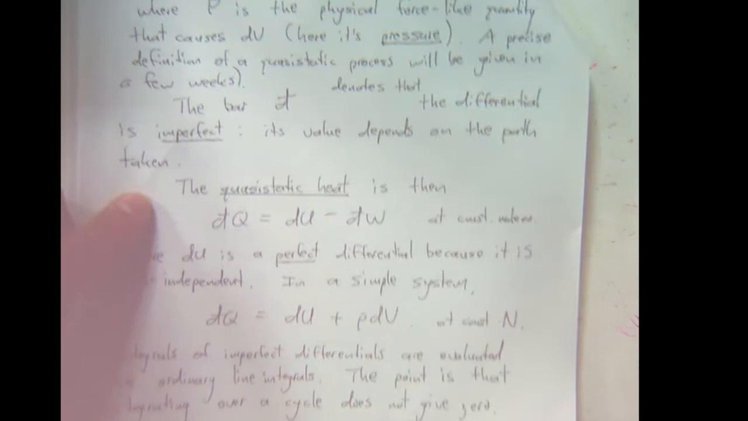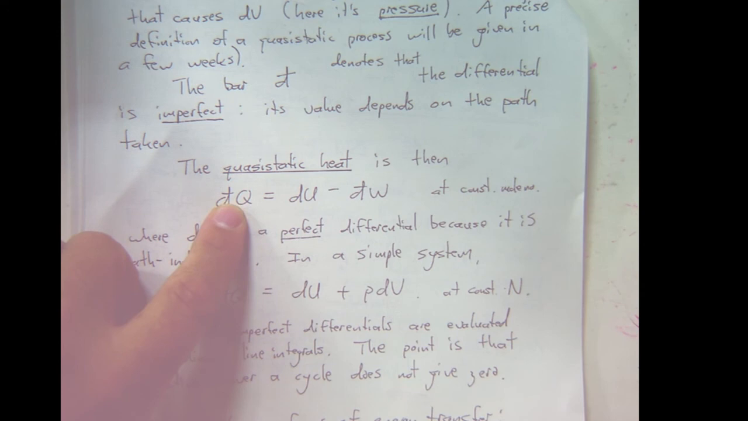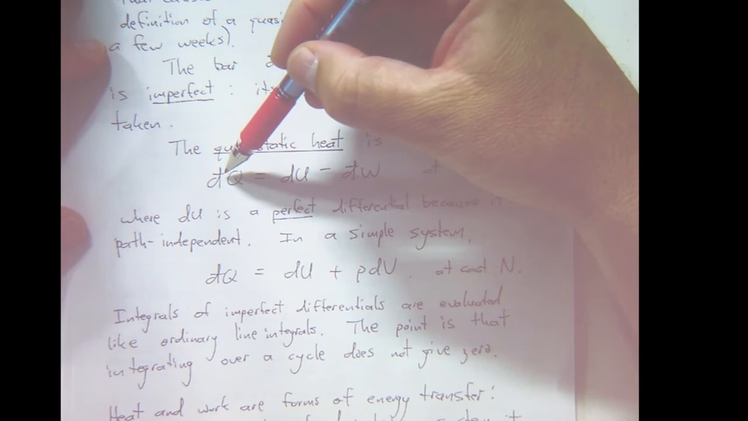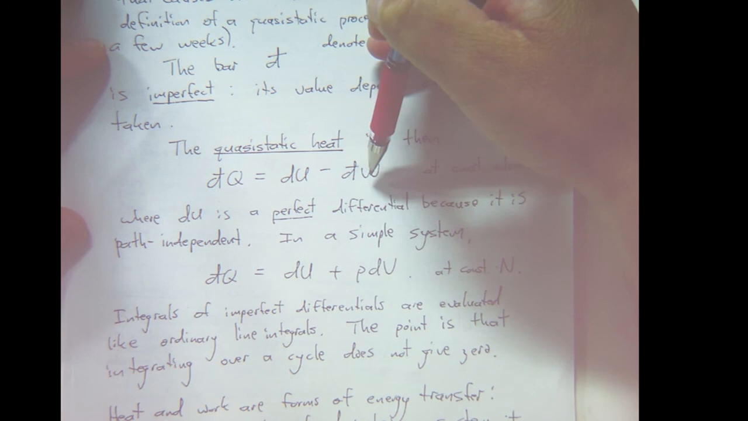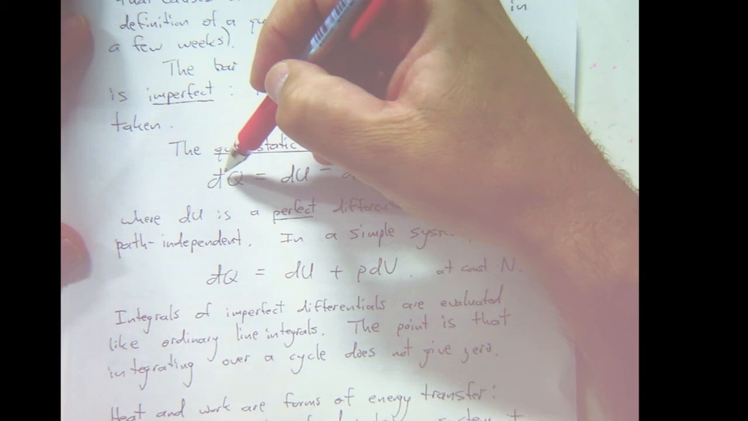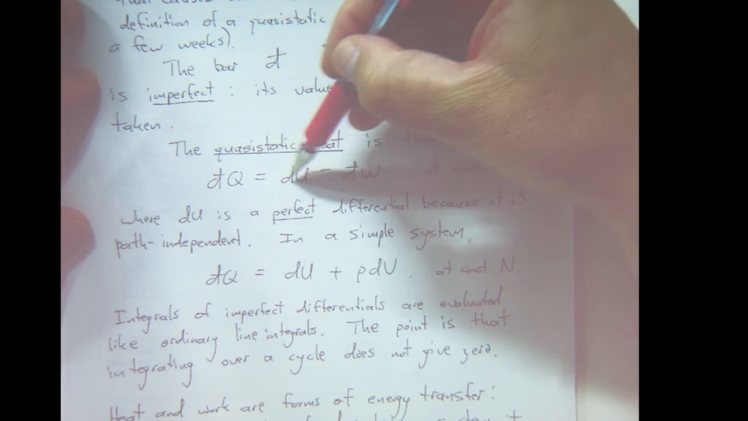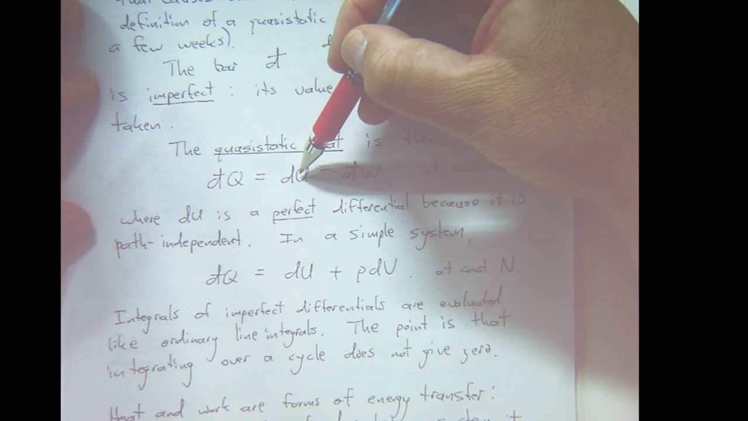Quasi-static heat, again dQ is a differential with a line through it. It means it's an inexact differential. Actually, I can tell you, it just means that different paths give you different amounts of dQ and dW. That's all it says. We'll look at it in lecture 3, but inexact differential just means that different paths between two points give different amounts of heat or different amounts of work. That's all that's saying. But dU is a total differential, an exact differential, because the path doesn't matter. A perfect differential.